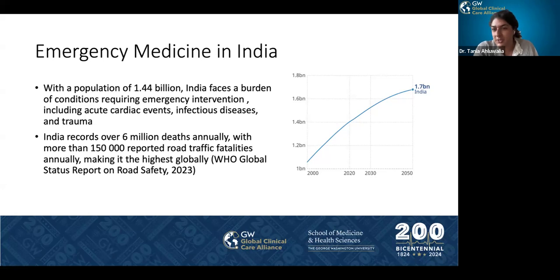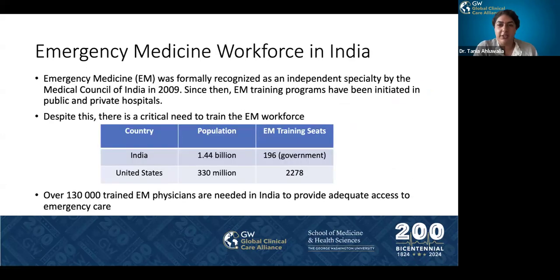Let's talk about how George Washington University has worked to build capacity in India. Next slide, please. The Ronald Reagan Institute of International Emergency Medicine at George Washington University has an institution-led partnership advancing emergency medicine in India since 2006. Through partnerships with 21 institutions across India, the Ronald Reagan Institute at GW has established a structured 3-year training program that has trained over 1,200 emergency medicine physicians, significantly enhancing emergency care capacity in India.